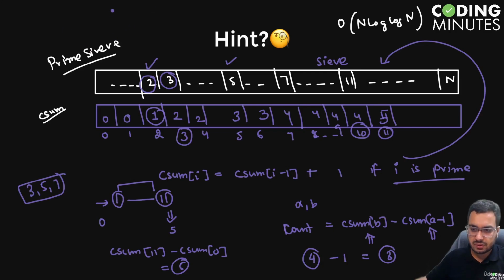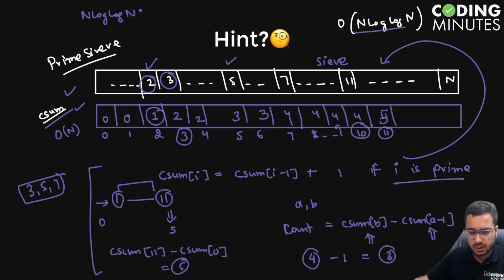Now talking about the prime sieve, it is going to take order of n log log n time. The cumulative sum array you build only once, so it is going to take order of n time. And what about each query? You have q queries, done after these two arrays are made. So the total is n log log n plus order of n to build the cumulative sum array, plus time for each query. Each query is order 1, so that takes q time, and that's it.